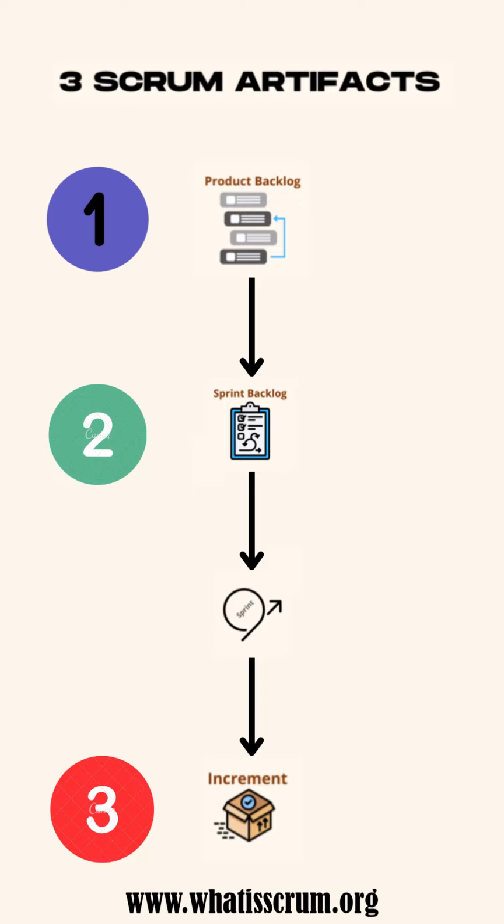And finally, we have Increment. Each sprint produces an increment, which is a usable product or feature. It represents progress towards the overall product goal.